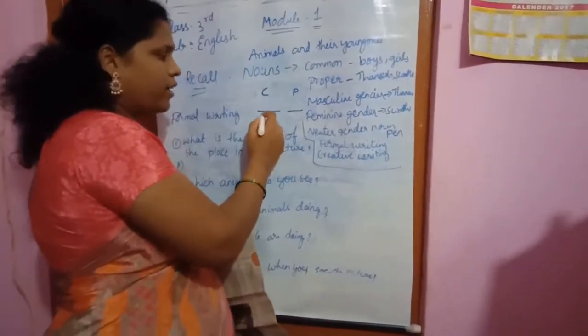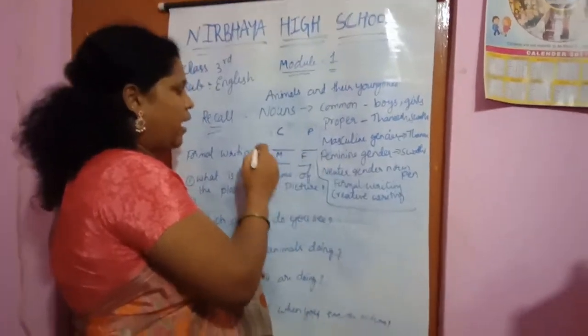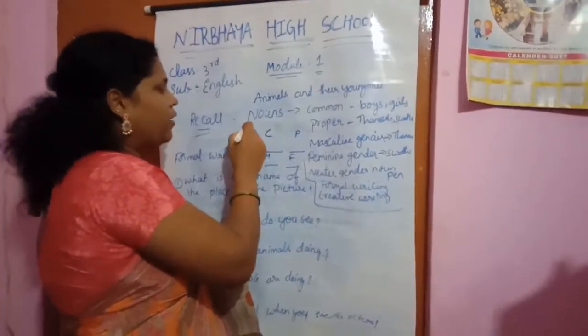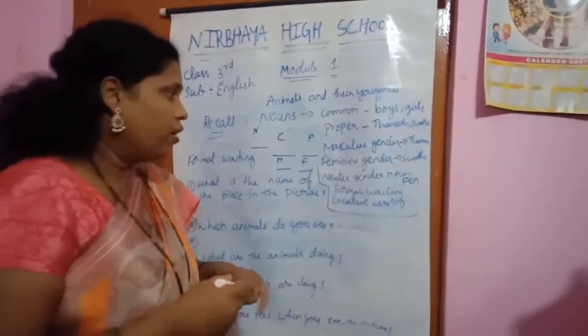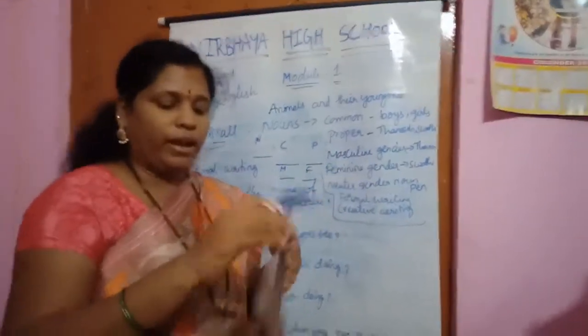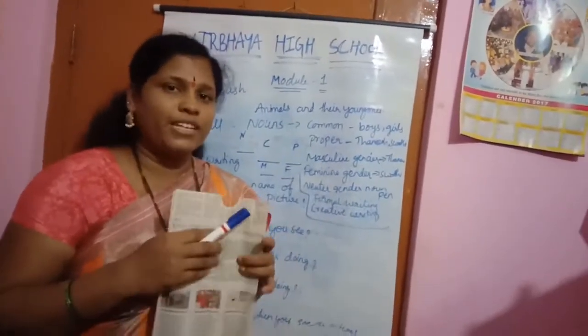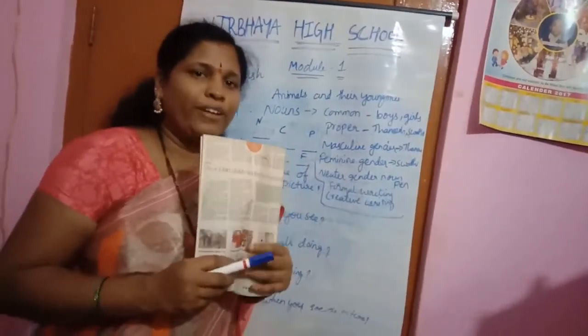Underline the word and write it M, masculine. Underline F and write it F, feminine. Underline and write N, neuter gender. You can write the first letters, C, P, M, F, N, in the newspaper. You should do it in the newspaper and send it to me. I will check it and give you a comment on whether you have done it correctly or not.